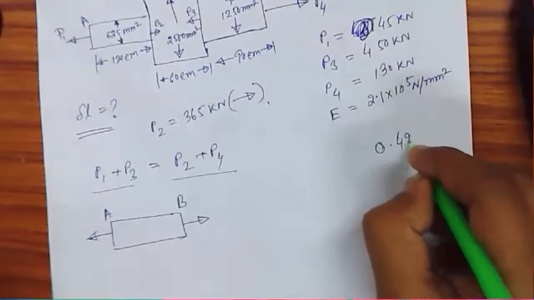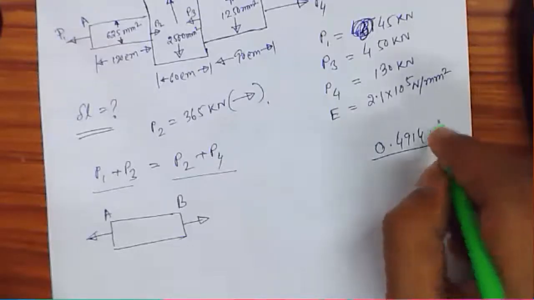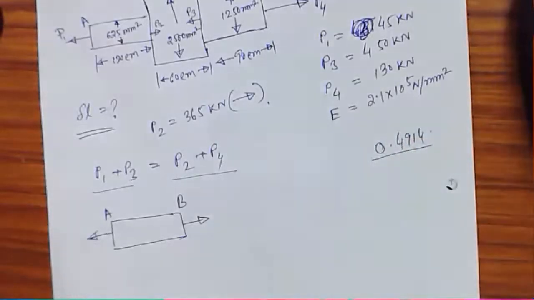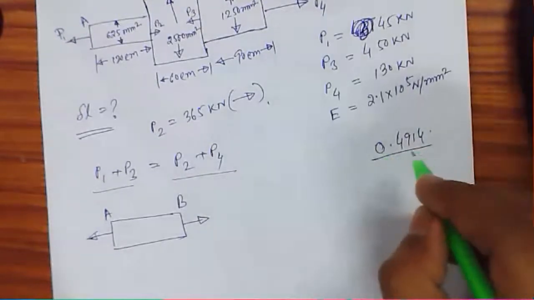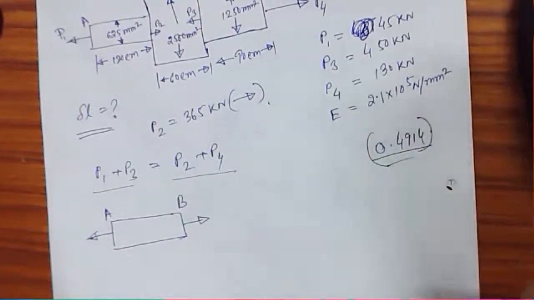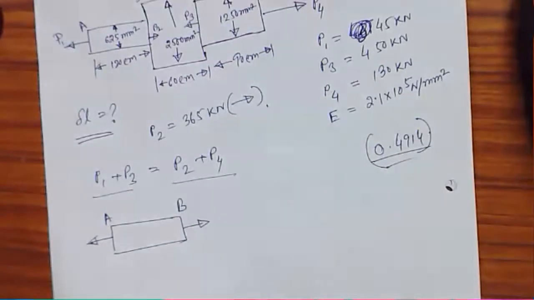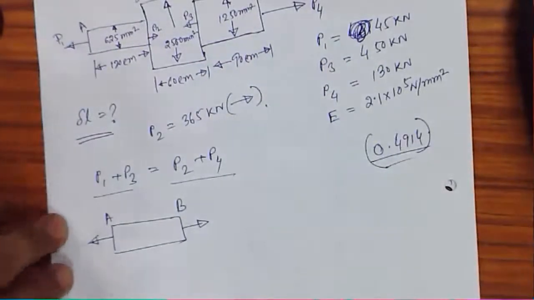0.4914. You have got too far. Let me check. Yeah, 0.4914, right. In the book, the answer seems okay. But tell me the steps.